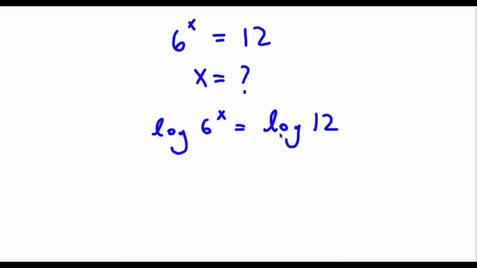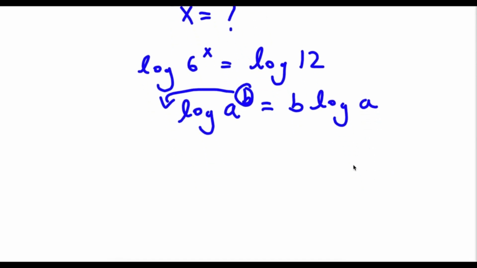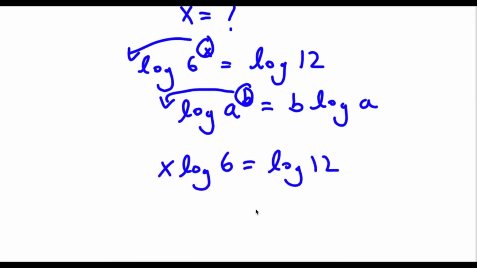Now, an important property of logarithms is that if I have something in the form log a to the power of b, I can actually move this exponent of b to the front of the logarithm. So this is equal to b times log a. So log 6 to the power of x, I can actually move this to the front. So I'll have x times log 6 is equal to log 12.